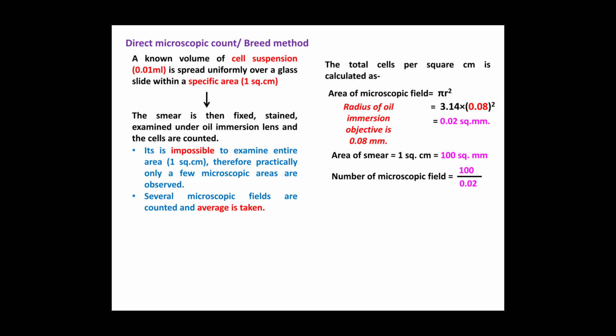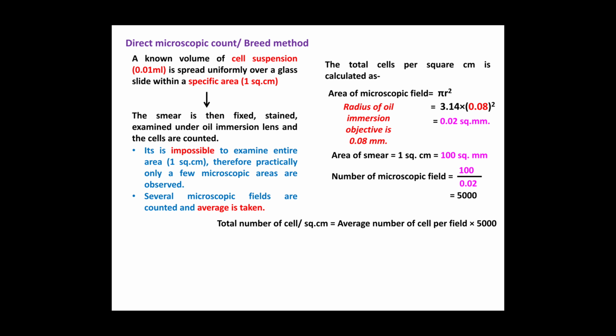Now the number of microscopic fields we calculate by using the above two values, 100 divided by 0.02. The value we get is 5000. Now the total number of cells per square centimeter is equal to the average number of cells per field multiplied by 5000. This is the final formula.